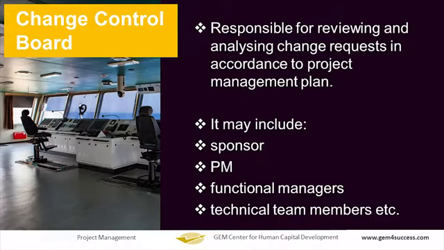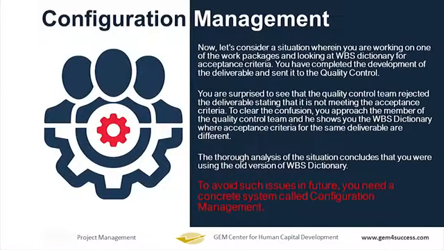Now, look at this scenario. Let's consider a situation whereby you are working on some work packages. And then you are looking at the work breakdown structure dictionary. Keep them, I will discuss them, come back to all of them. For acceptance criteria, you have completed development of the deliverable and you have sent it to the quality control. Now, you are surprised to see that the quality control team rejected the deliverable, stating that it did not meet acceptance criteria. But you are confused.